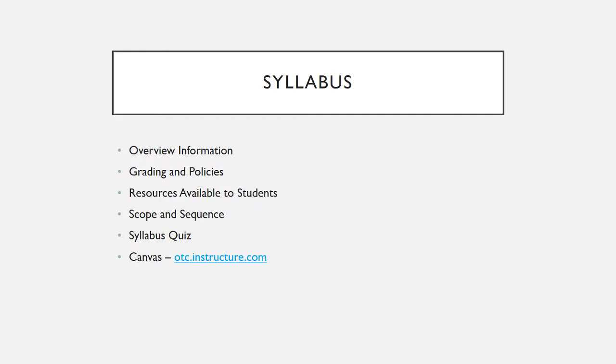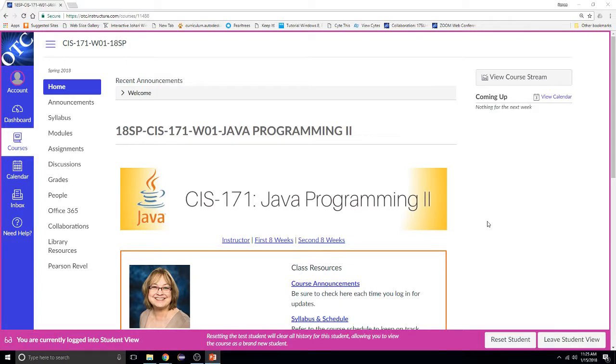Your syllabus to the course is going to give you a lot of information that you might want to refer back to throughout the semester. So don't forget it's out there. It has overview information, our grading and policies for the course, different resources that are available to you as OTC students. Additionally, the scope and sequence documents give us date ranges and when we should expect things to happen. In order to make sure you've had a chance to look at the syllabus, a syllabus quiz is out there as one of your first assignments, and you should review the syllabus before taking it, but of course it is open syllabus. I want you to get all the points.